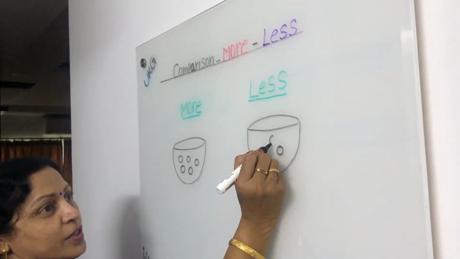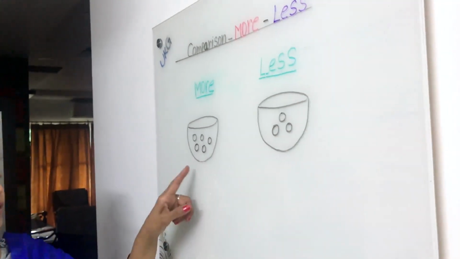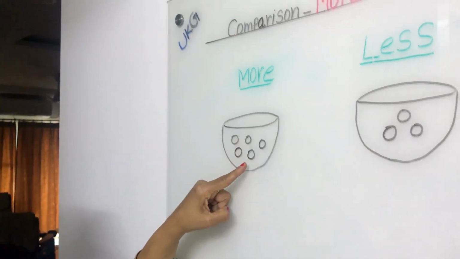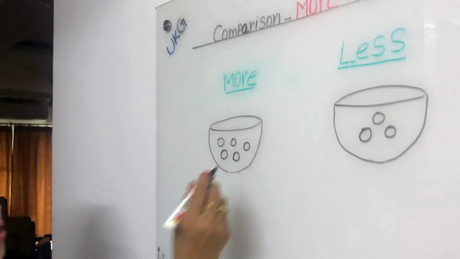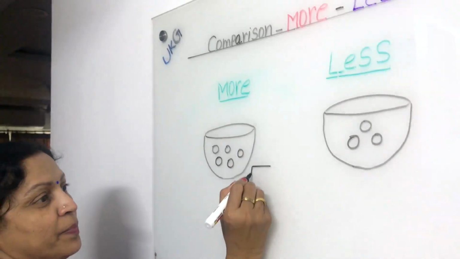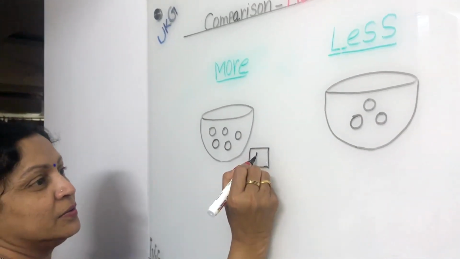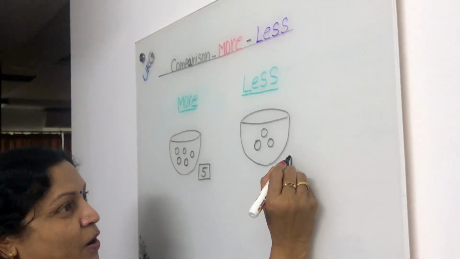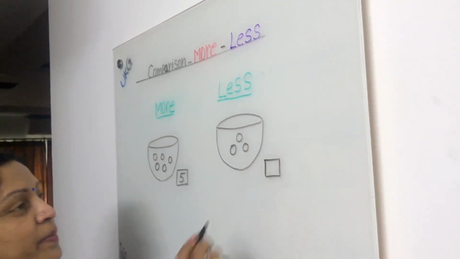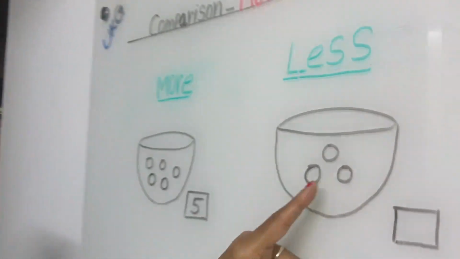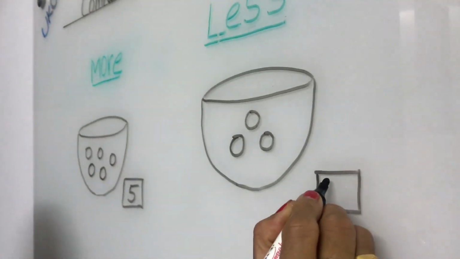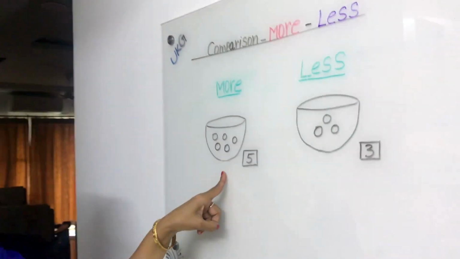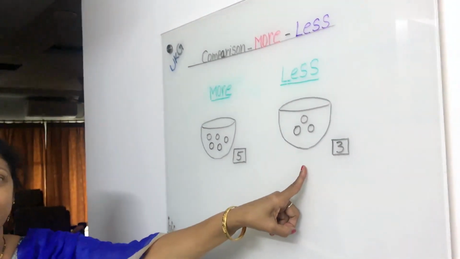So now count all the pebbles, children. See here, how many pebbles are here? 1, 2, 3, 4, 5. 5 pebbles are there. In this bowl, count the pebbles, children. How many are there? 1, 2, 3 are there. So here 5 pebbles are there. Here 3 pebbles are there.